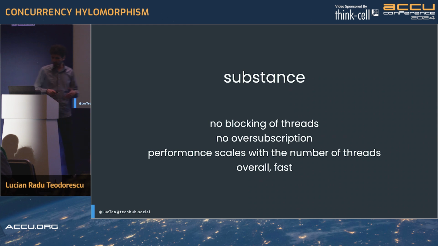We don't have blocking of threads. We don't have oversubscription. We haven't properly discussed this in here, but in general, the model works as it has an internal thread pool, which is bound to the number of cores that you have, and you don't have oversubscription to that, right? If you run out of threads, you just do things in place. The performance scales with the number of threads, and overall is pretty fast. Like, it's not the fastest, but it's pretty good.